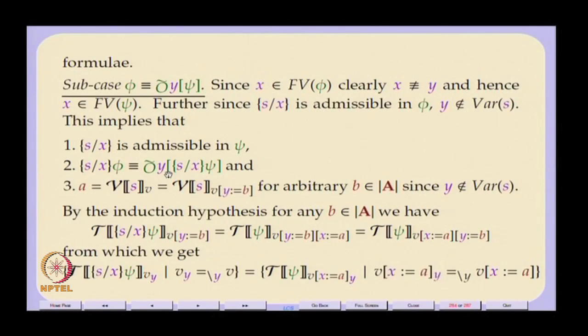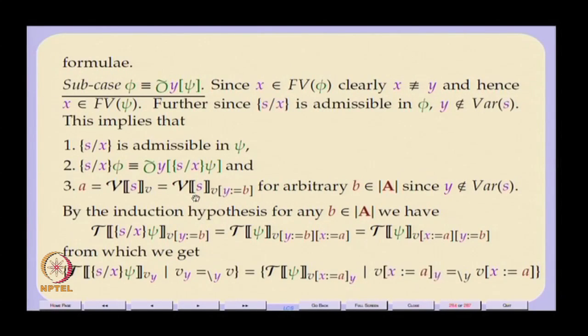inside the scope of this bound variable y, and given this A equals the value of S under V, it is clear that since y does not occur in S anywhere, any y variation of V that you might consider leaves the value of S unchanged. So, for arbitrary B belonging to the domain, since y does not belong to the variables of S, the value of S does not vary with the variation in the value of y.